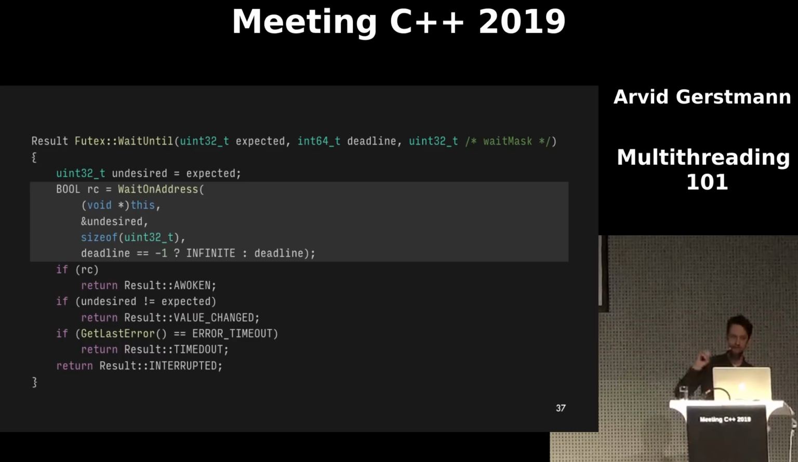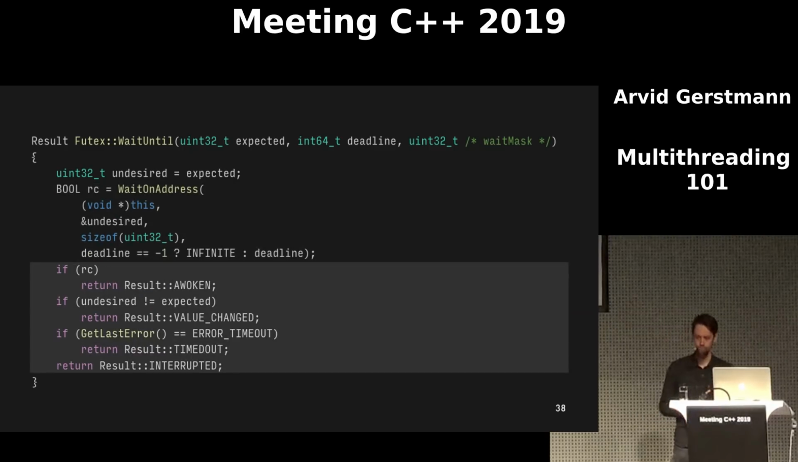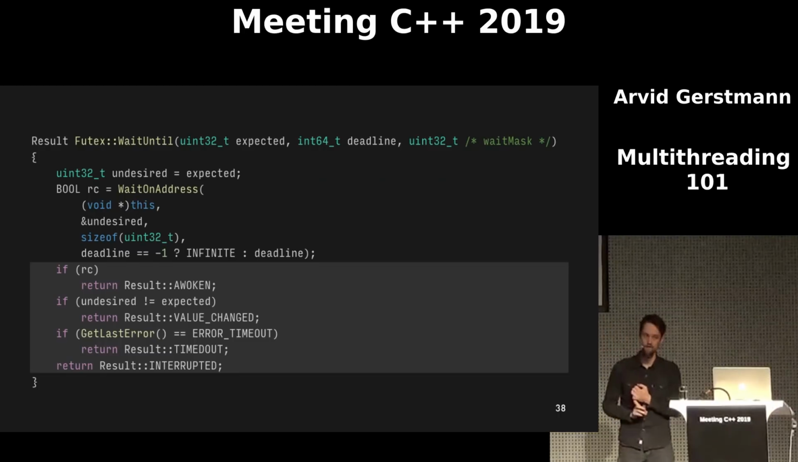So this is going to return immediately if the value at the address is different than the desired value, and we'll wait otherwise. And then we're just doing the same thing we did with Linux. We will translate the return values into our own result enum, and if our C is true, we will return the success state, which is awoken. Otherwise, we will check whether we had a changed value, a spurious wake up, a timeout, or we were interrupted by something else.